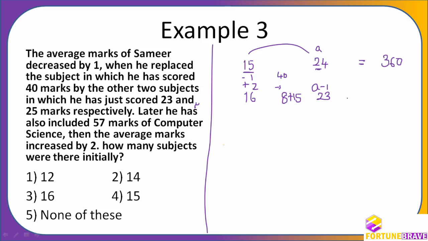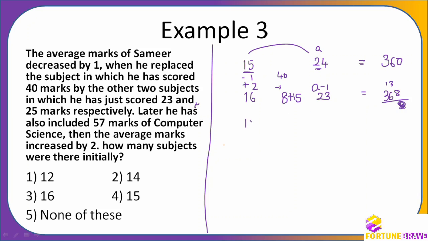Now 16 into 23. 16 into 23 will be how much? 23 into 6 is 138, is it? I think so. Let me check: 23 into 5 is 115, 125, 135, 138, correct. And 23 into 1 is 23 plus 138, so 368. So the difference of 8 is happening, so that is fine.